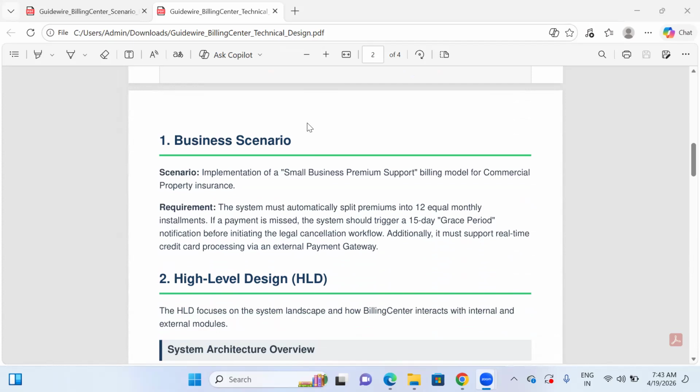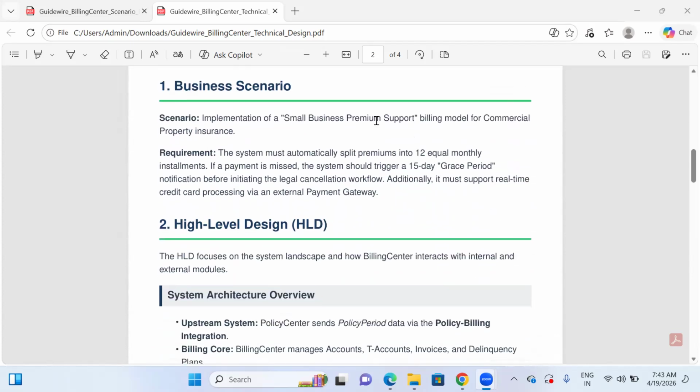as implementing a small business premium billing model for commercial property insurance. So the requirement is as follows. The system must automatically split the premium into 12 equal installments.